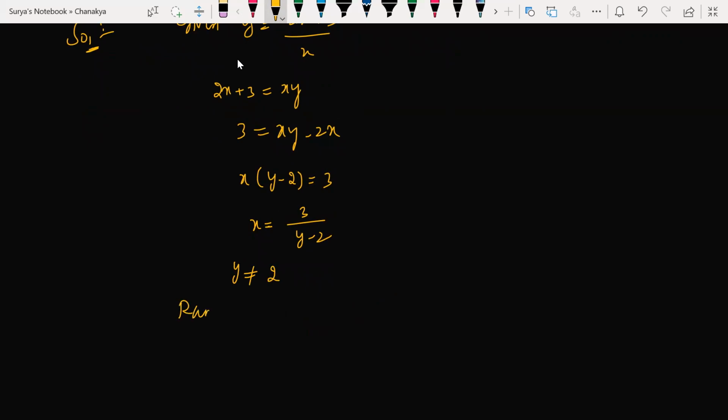What is the range now? Range is what? Every real number is acceptable here, except what? Except 2. This is my range. How simple it is.